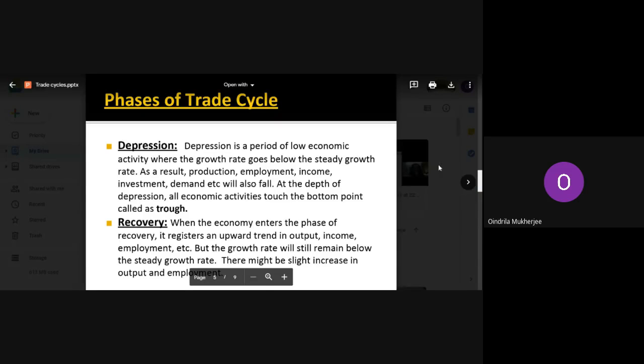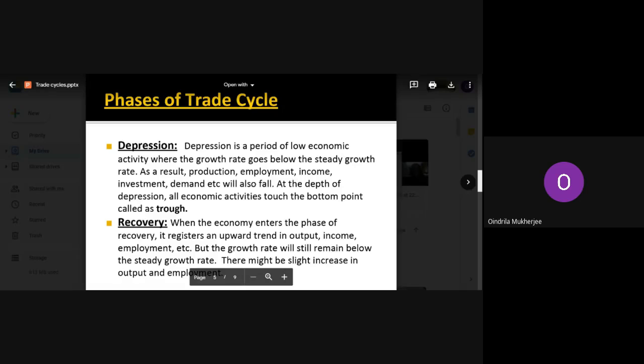Now, you put your answers on the chat box. Is the slide visible? If it is visible, write down slide. Is the slide visible to all? Okay. Everybody can see the slide, correct? So let us go back to the slide. Right. So the four phases of trade cycles.